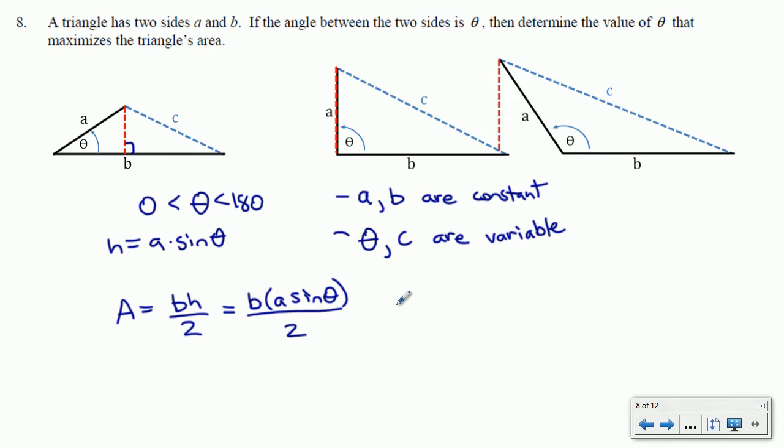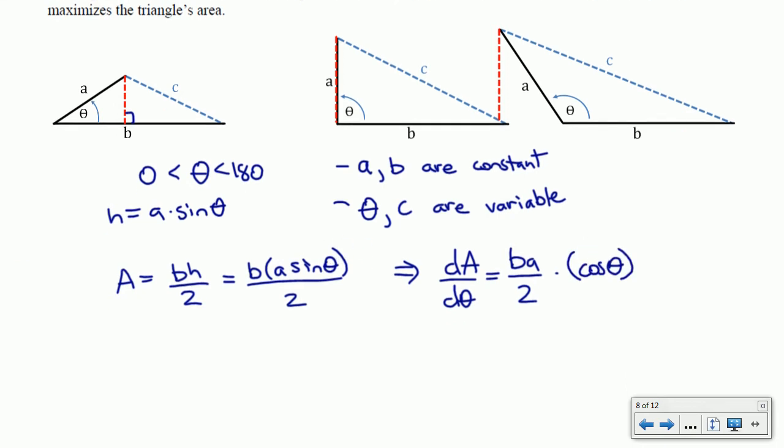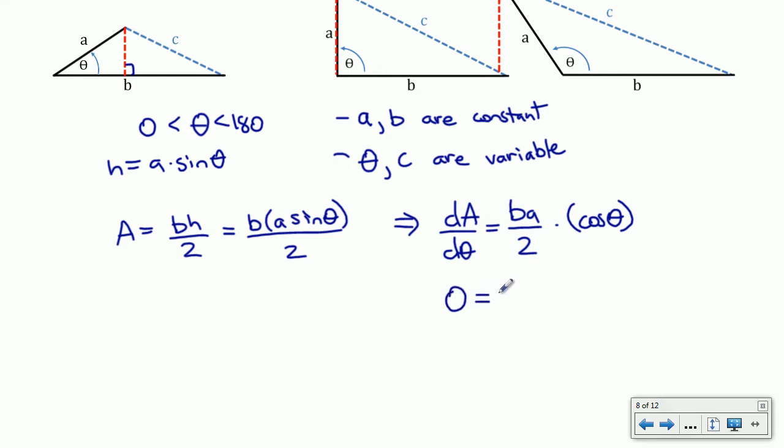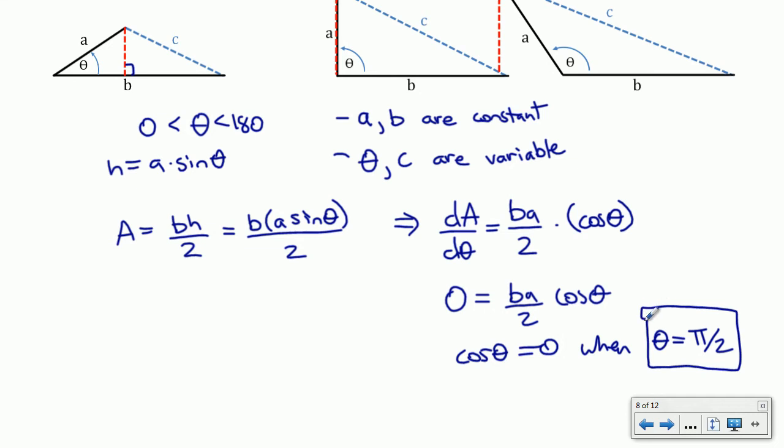So all that we need to do now is take the first derivative of this with respect to theta and set it equal to 0 and figure out where the critical values are. So let's do that. So dA/d theta is going to be BA over 2 times the derivative of sine theta, which is cos theta. And next we should set this equal to 0. So 0 equals BA over 2 cos theta. And cos theta basically equals 0 when theta equals pi over 2, thinking back to our unit circle, right? So when theta equals pi over 2, that should be our maximum area triangle.